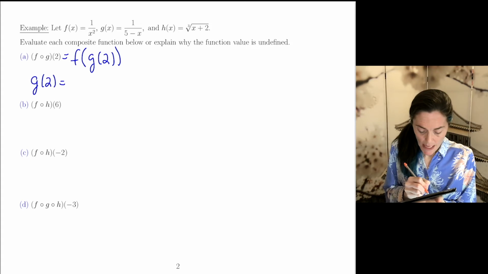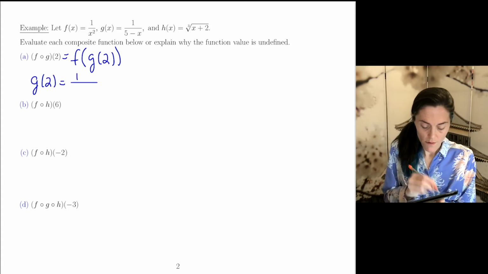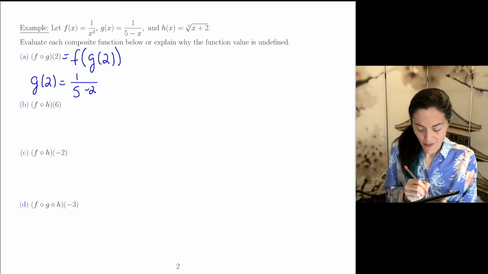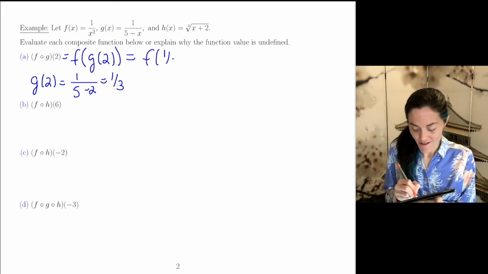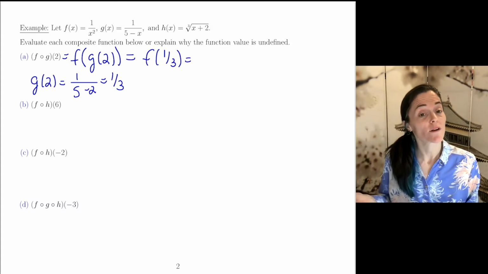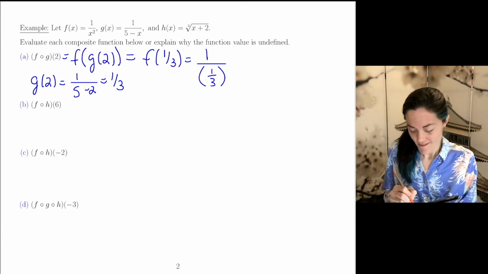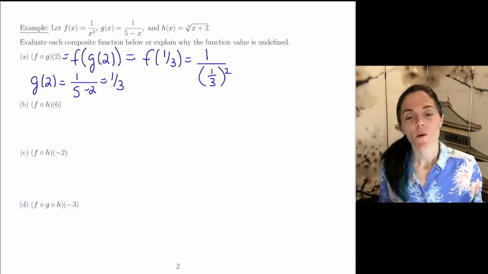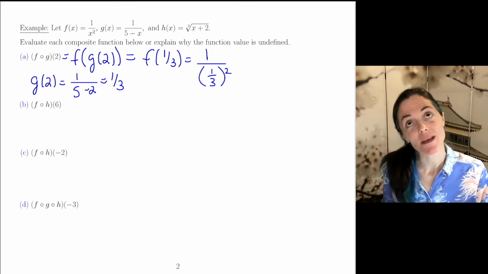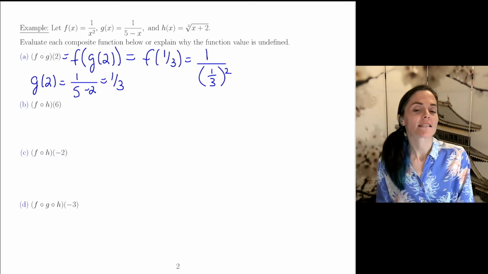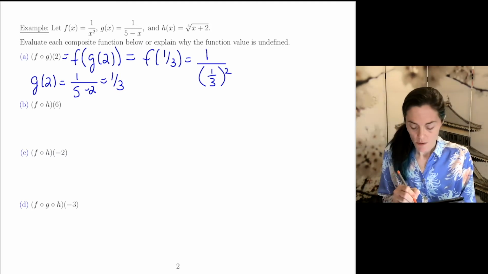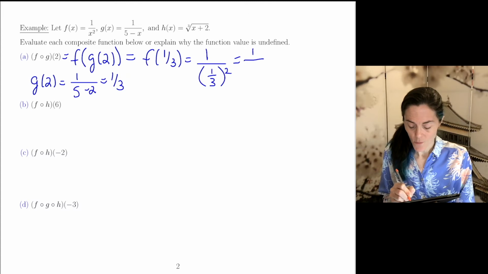g of 2 is 1 over 5 minus 2. This is 1/3. Now compute f of 1/3. Well, f is 1 over x squared, so this would be 1 over 1/3 squared. Well, we don't really want to leave our answer like this. Typically, we don't want to leave a fraction in the denominator. So when I square this, I get 1 over 1 over 9.